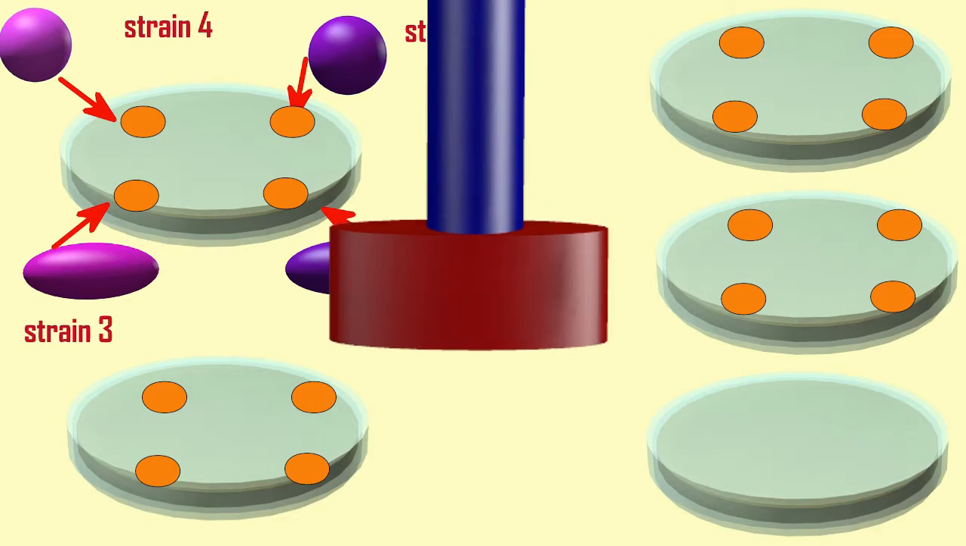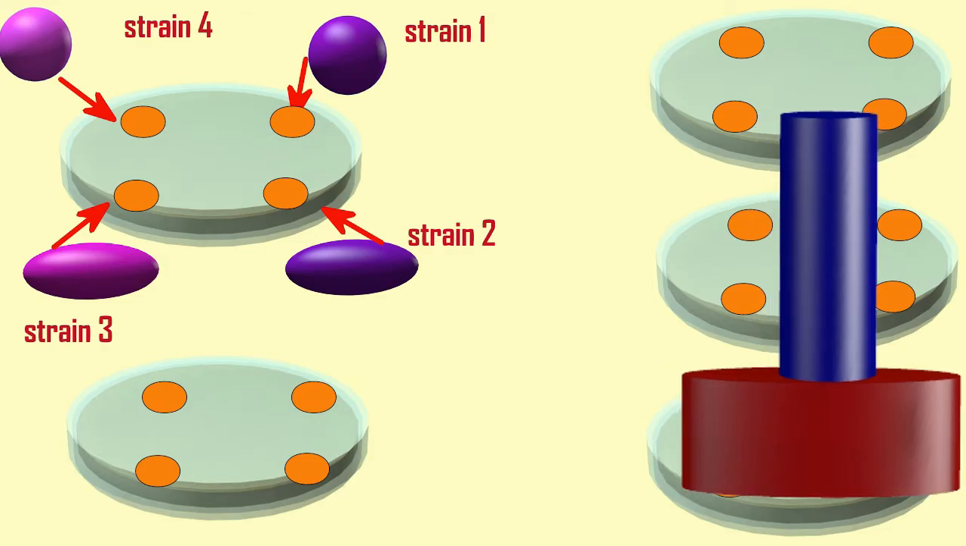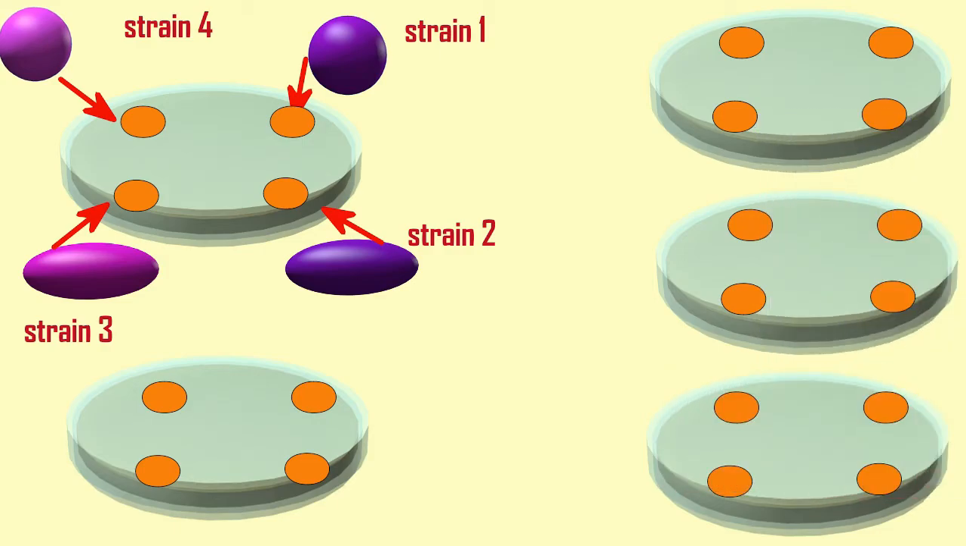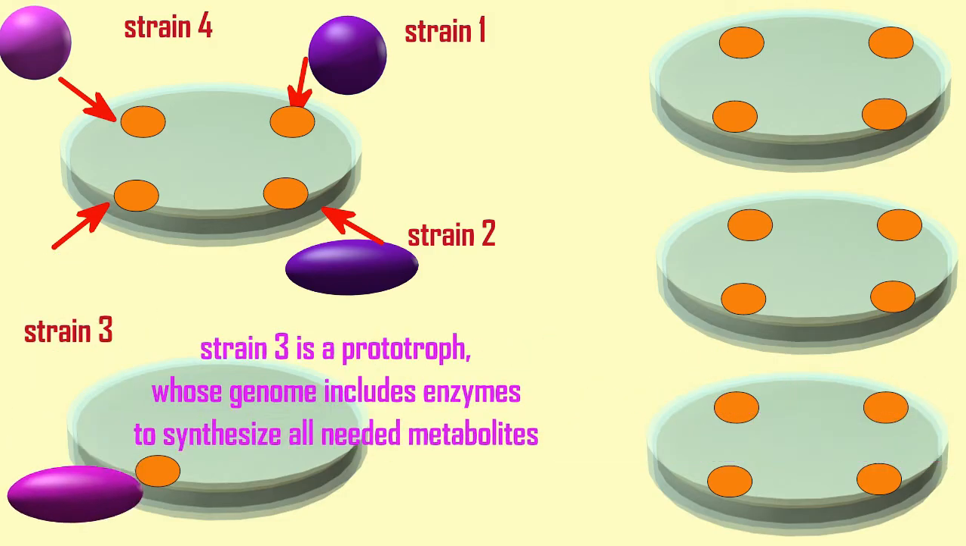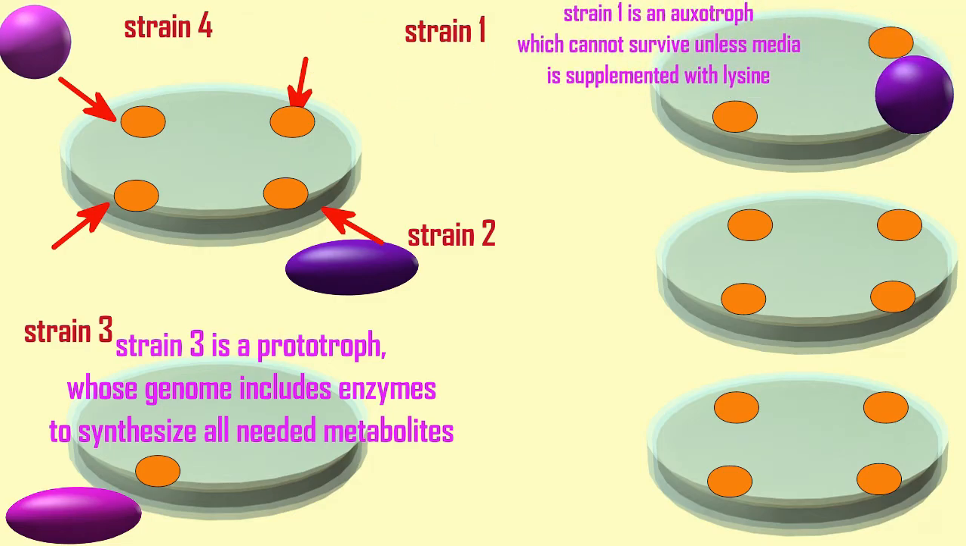If bacterial strain 1 can survive on a plate with minimal media and lysine, but not on minimal media, that means that it is an auxotroph which is unable to synthesize its own lysine, and then lysine must be supplied in order for it to grow. We might depict it as Lys minus, meaning that it can't make its own lysine.